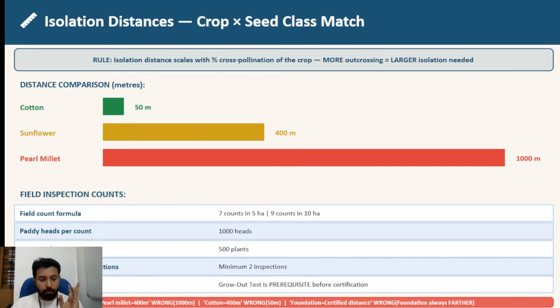Clear? So for each and every crop, what will you focus on? Isolation distance. Then the number of field counts, that is how much quantity of your seed materials need to be taken, and the inspection times, which are the stages of the crop where inspection by the seed inspector happens. Here it is just 3 crops. There are many crops, as you know, so you should be thorough with the other crop data also.